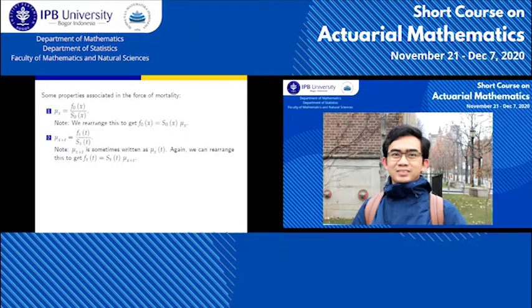Okay, so let y be equal to x plus t, so then dy is equal to dt. And we have f sub 0 of y is equal to minus d by dy of S sub 0 of y. So f sub 0 of x plus t is equal to minus d by dt of S sub 0 of x plus t.